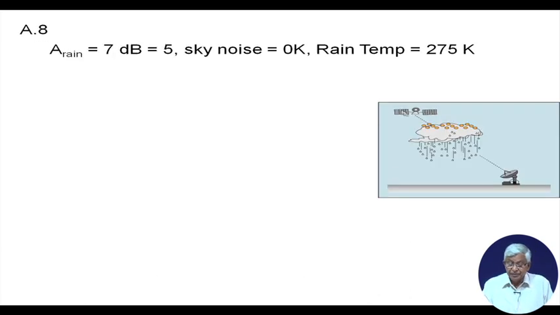This is the scenario: a satellite, rain in between, and the earth station. The rain attenuation is 7 dB, which converted into a number becomes 5. Sky noise is negligible, so it is 0, and the rain temperature is given as 275 K, the physical temperature of the rain.